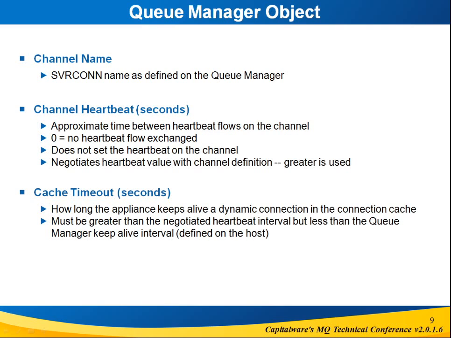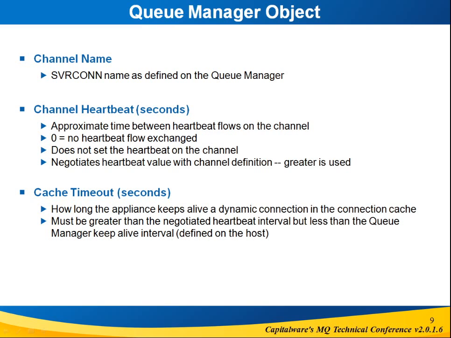But the other thing that's important to note is that this does not explicitly set the heartbeat on the channel. It simply offers a negotiated value which the channel definition itself could override, because what happens in reality is that whichever is the greater of the two is used as the heartbeat interval.